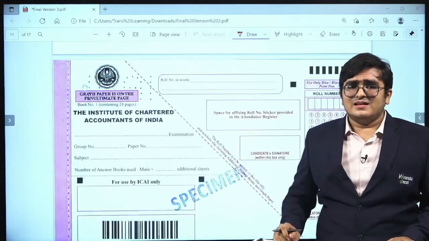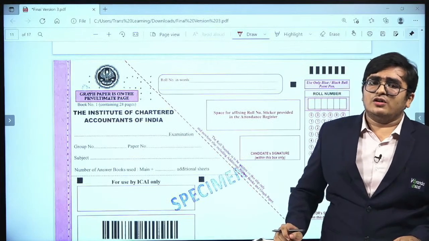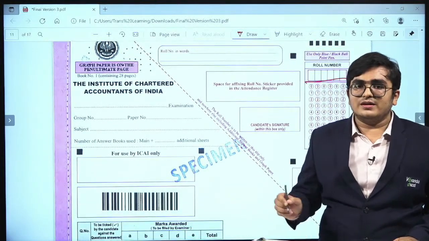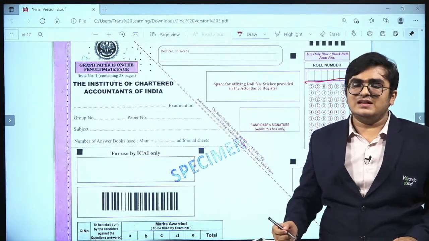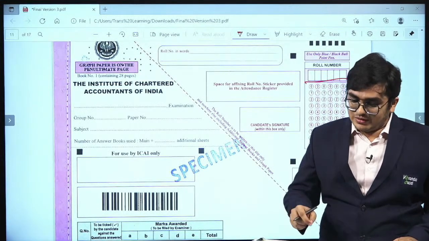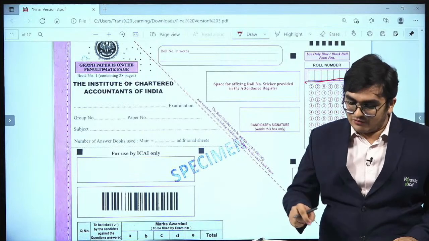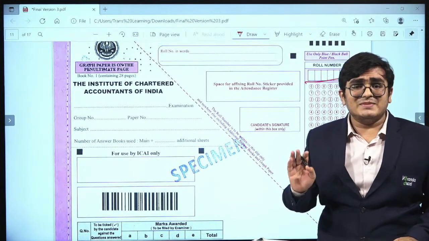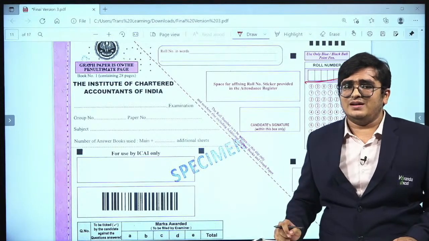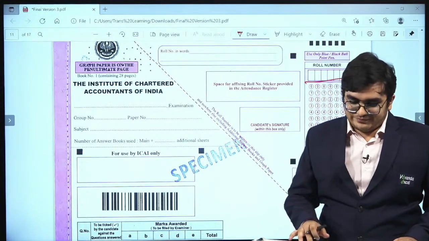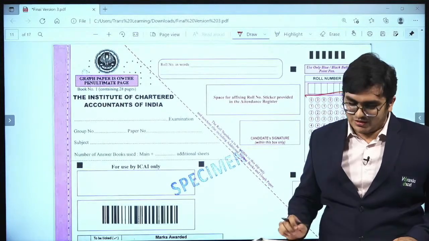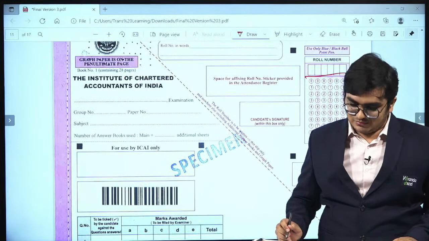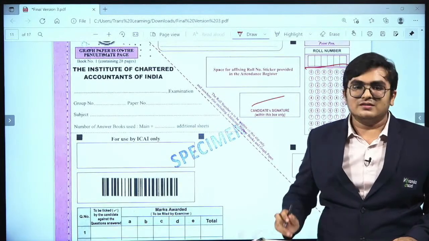This is the answer booklet for your non-MCQ papers. So you write the roll number over here, and these dots you see, you have to fill with a pencil, a good quality pencil that is, because this will be scanned. If you don't fill this properly, gone. Then you have to put your roll number in words. Then your invigilator will sign here, and then you will sign here.